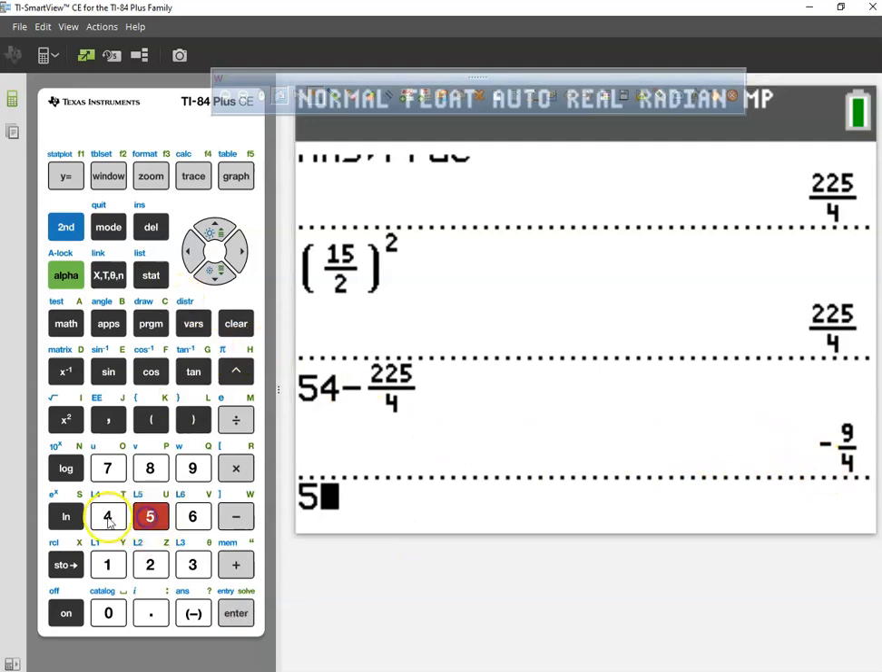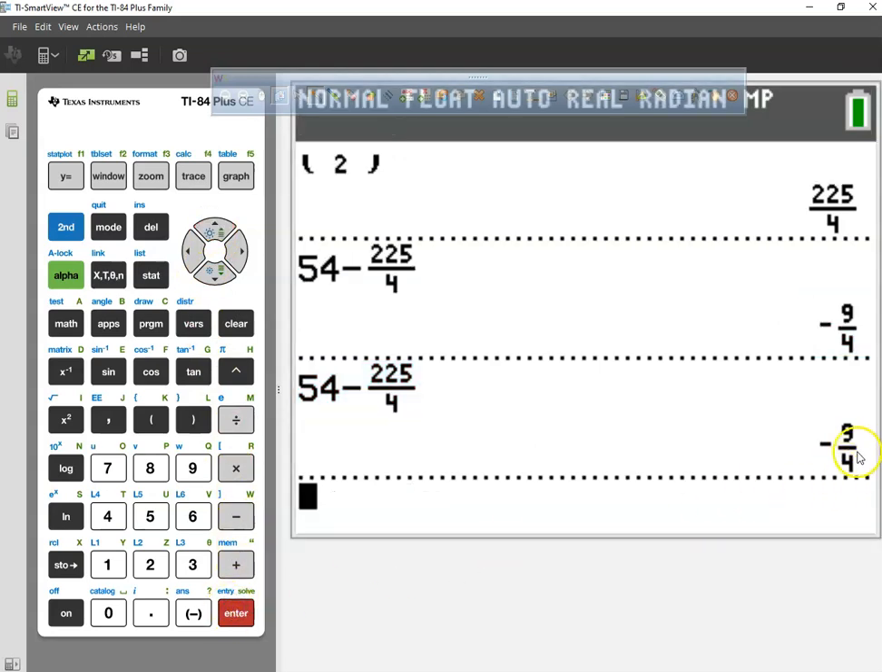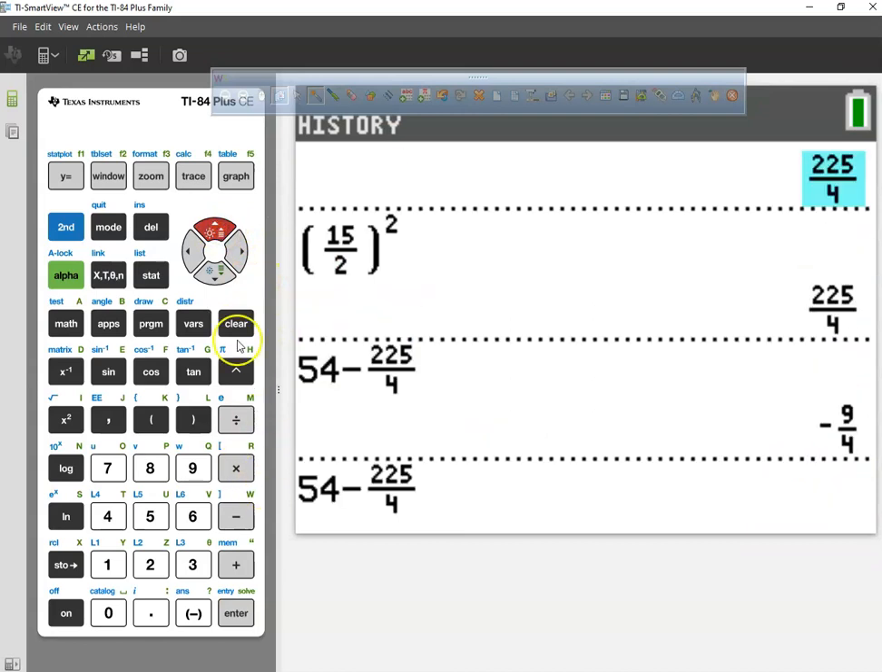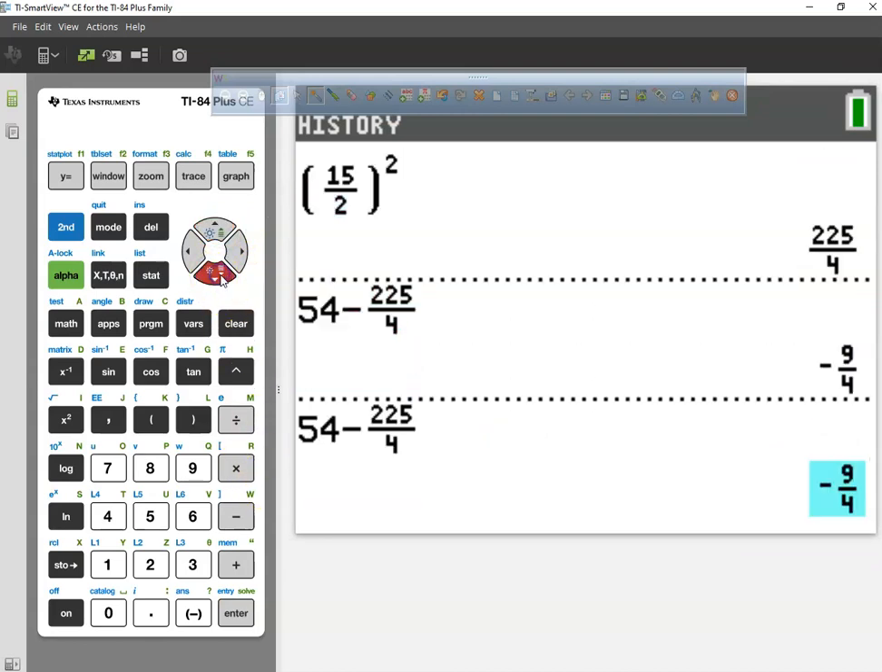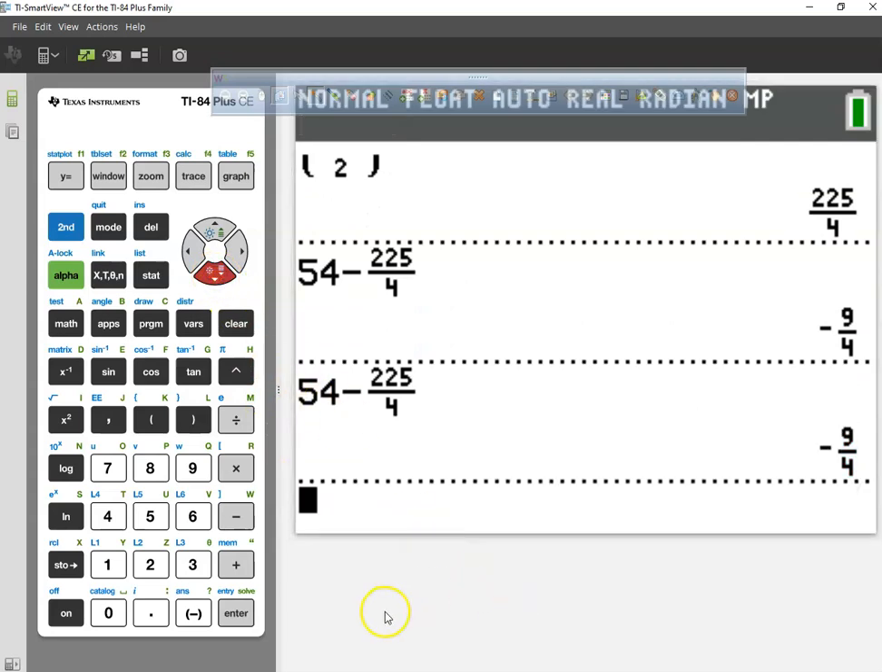I just did 54 minus, and I just went up and I grabbed one of our answers. Pressed enter. That's how I did it. So that's how you can always scroll up and grab whatever you need in your calculator, just so you know. Well, not in your calculator, but in my calculator, if it's a TI-84 Plus CE.